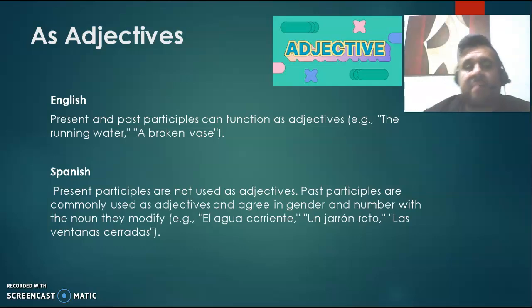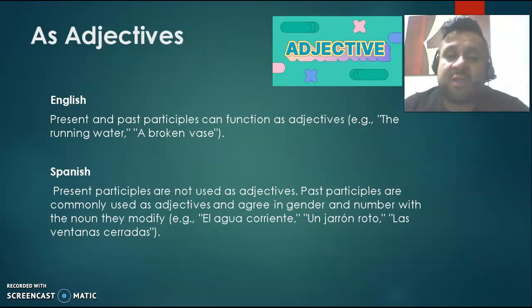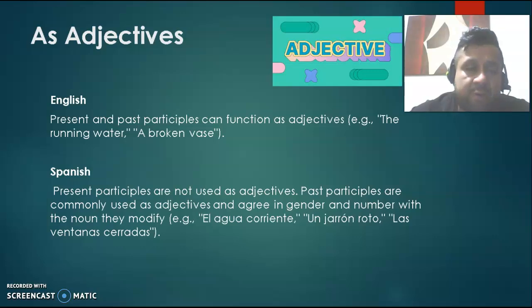We also have them as adjectives. As adjectives in English, present and past participles can function as adjectives. Example, the running water, a broken vase. In Spanish, the present participles are not used as adjectives. Past participles are commonly used as adjectives and agree in gender and number with the noun they modify. Example, el agua corriente, el jarrón roto, las ventanas cerradas.